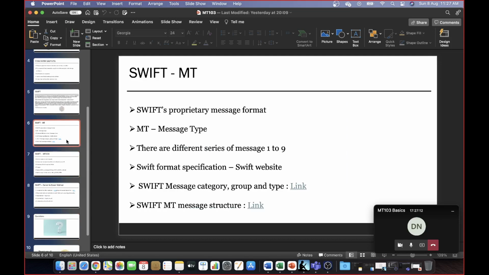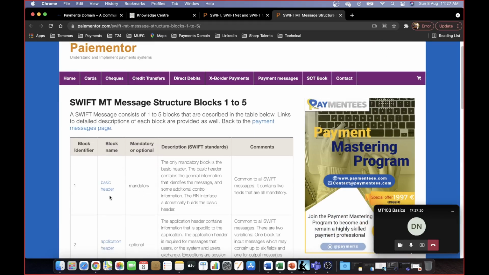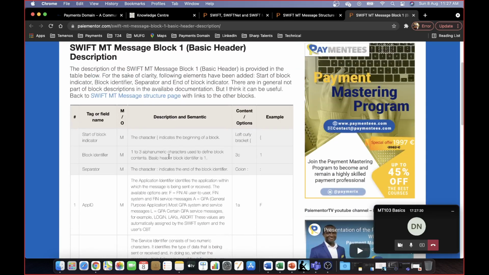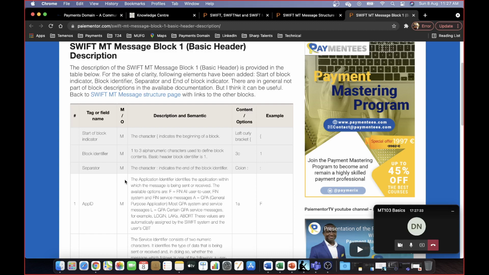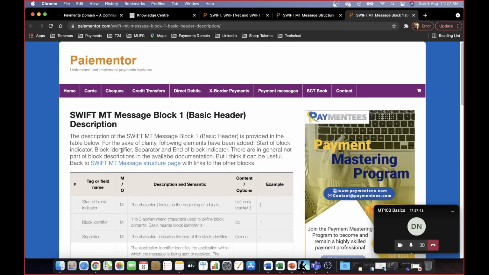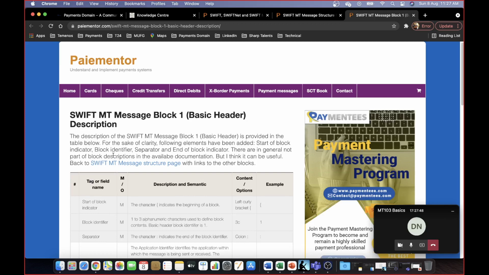And we were here. So actually I wanted to show you another thing. In this website, you can go to basic header block. If you click on the basic header block link, you will find detailed information on what each of those characters means, and whether it is mandatory or optional, and so on. So you would have something like this, which gets split into these different values and what they mean in a bigger context. You can see it here.